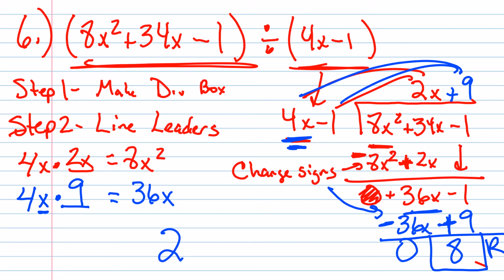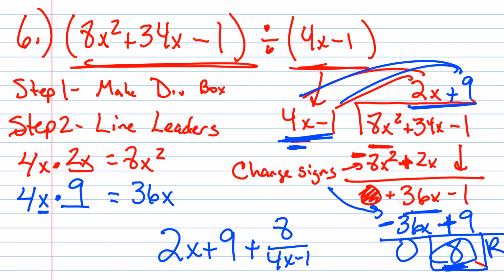So my final answer is 2x plus 9, that's from the top, right here, plus my remainder, that's from right here, over my divisor, which is 4x minus 1. Remember, that's what the remainder theorem tells us. That's my final answer. Moving on.